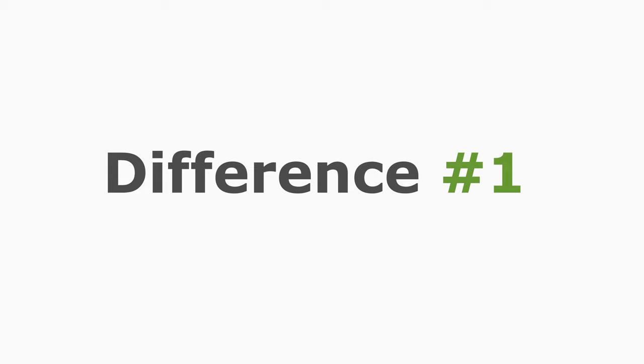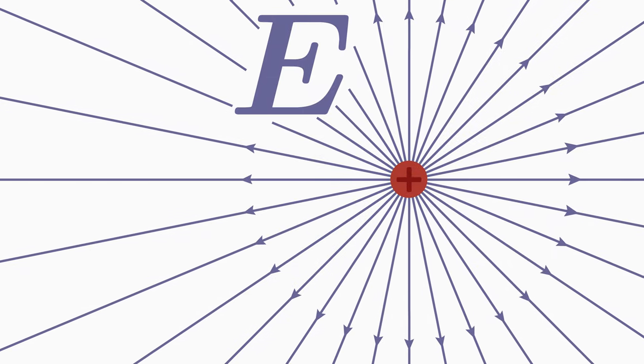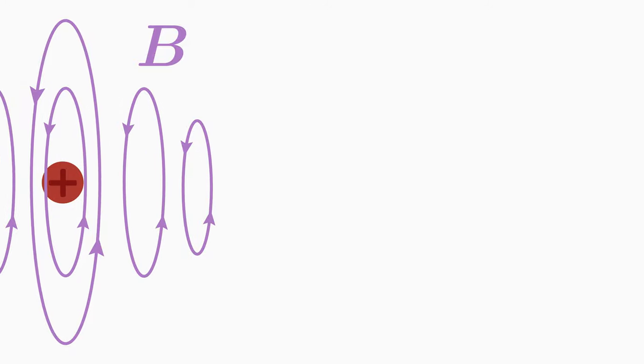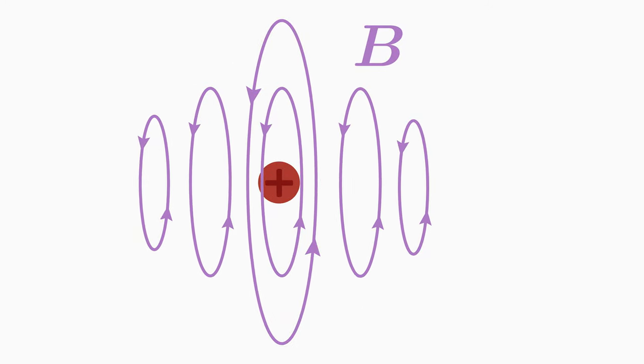What is the difference between an electric field and a magnetic field? An electric field is caused by both moving and non-moving electric charges. A magnetic field, on the other hand, is generated only by moving charges.